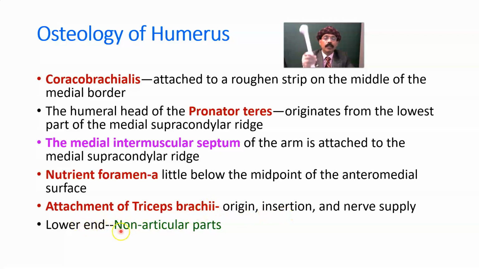Lower end has non-articular part. Non-articular part includes the medial epicondyle, lateral epicondyle, the medial supracondylar ridge, lateral supracondylar ridge, and the radial fossa, coronoid fossa, and the olecranon fossa. These are the non-articular part of the lower end. Okay, so it is the non-articular part of the lower end. We got that. Now try here.